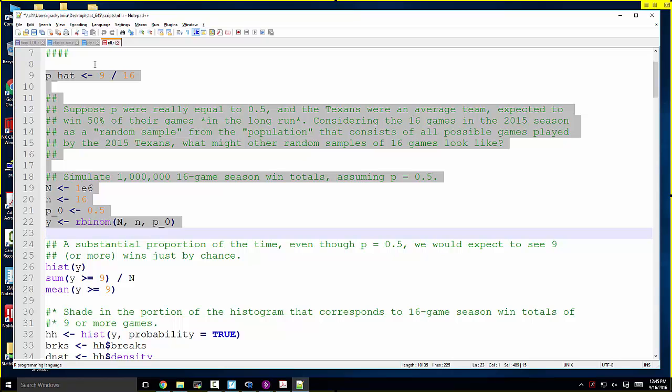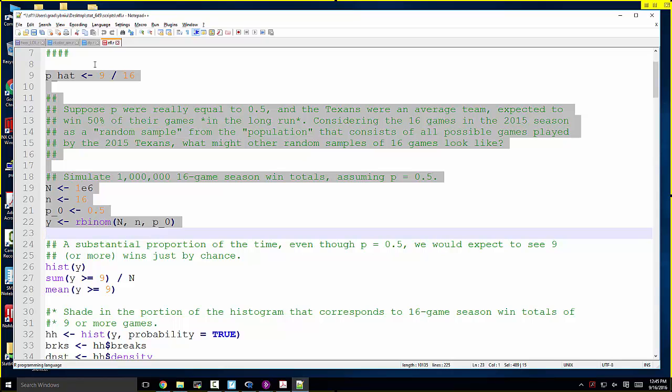Simulated 1 million of them, all at once by using the R binom function, which generates random realizations of binomial random variables. If we're flipping a coin essentially 16 times and asking, did it come up heads? As in, did you win in each of these games? If we're running a trial multiple times, 16 times, all the trials are considered independent of each other, and the probability of success on each trial is the same. Under those conditions, we are working with a binomial random variable.